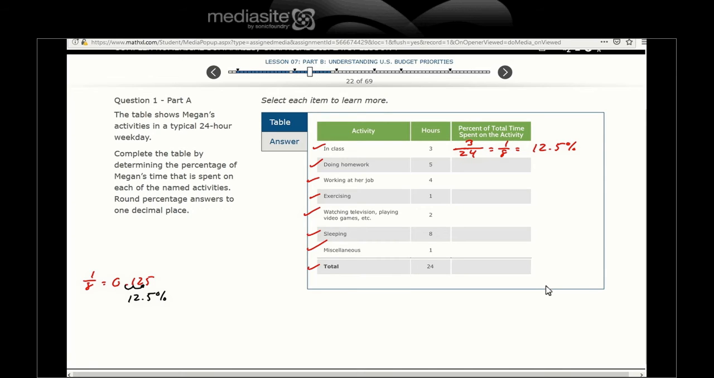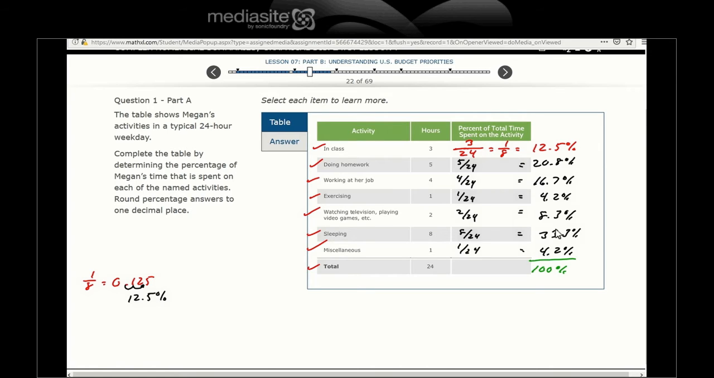All right, so I'm going to pause, and why don't you finish completing the next work on your own. What percentage would be homework, working on a job, etc.? Hopefully you would have done something like this: the part 5 over the whole 24, the part 4 over 24, the part of 1 over 24, and so forth. And you should have gotten 20.8 for homework, 16.7 for working at a job, 4.2 for exercising, 8.3 for recreation, 33 and a third for sleeping, and 4.2 for miscellaneous. Of course, it all adds up to 100%.